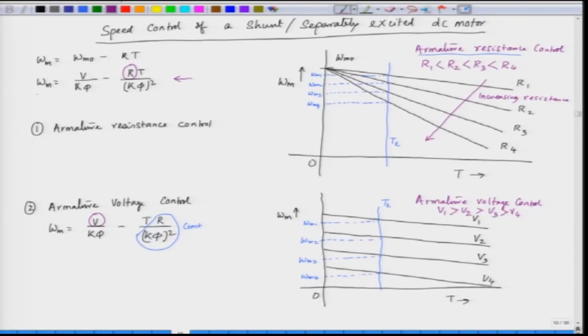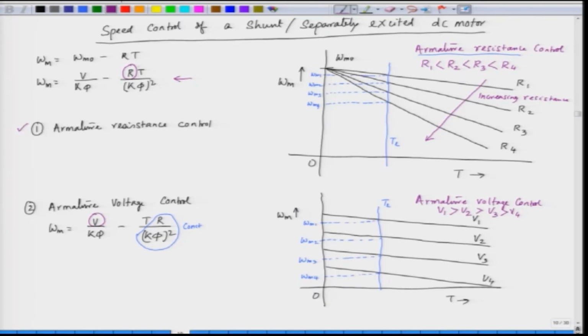The speed omega m is equal to the terminal voltage V by k phi, where phi is the field flux, minus the resistance R times the torque of the motor by k phi whole square. Now, this characteristic is a straight line. So, we have various methods we discussed in the last lecture. We can go for armature resistance control, where we control the value of R here.